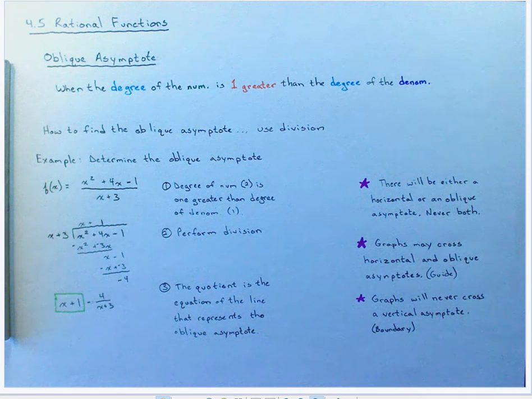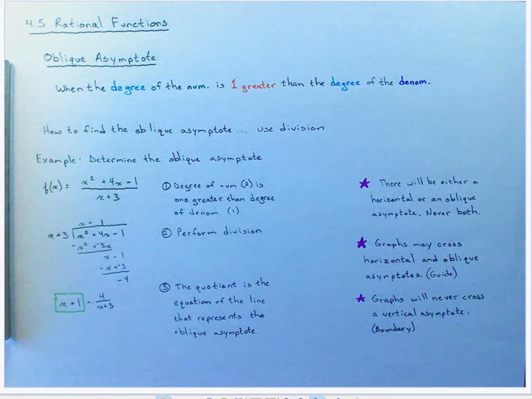Hey everybody, last of our asymptotes to cover, the oblique asymptote. For the oblique asymptote, when the degree of the numerator is 1 greater than the degree of the denominator, you will have an oblique asymptote. How to find the oblique asymptote? Guess what you have to use? You have to use division.